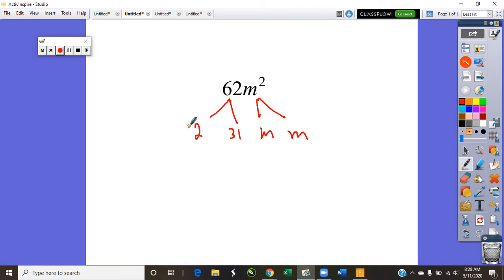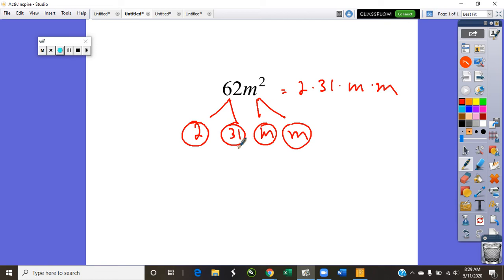Now when I get to this point, I'm going to look at all of these numbers. Is 2 a prime number? Yes, it is. So I'm going to circle that. Is 31 a prime number? Yes, it is. I'm going to circle that. Now, even though m is not considered a prime number, there's nothing else that I can multiply times itself to get m. So these are also kind of like prime numbers. So when I write the prime factors of 62m to the second, I'm going to say equals 2 times 31 times m times m. Does that make sense?